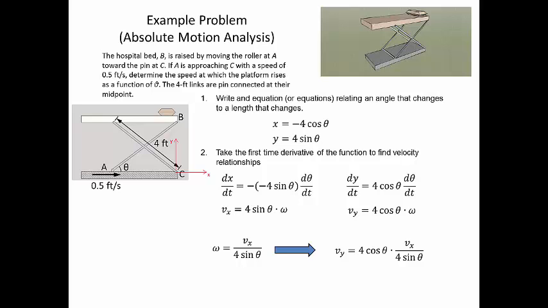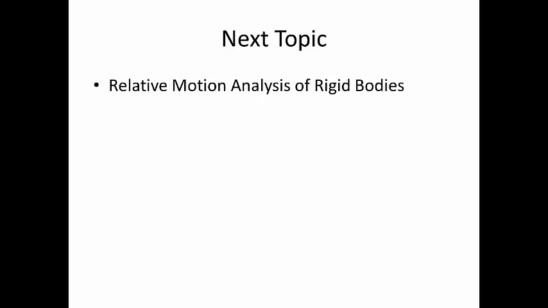Knowing that the velocity in the x direction is 0.5 feet per second, we can substitute that into our equation and simplify so that the velocity in the y direction is equal to 0.5 times the cotangent of theta. Our next topic will be the relative motion analysis of rigid bodies.